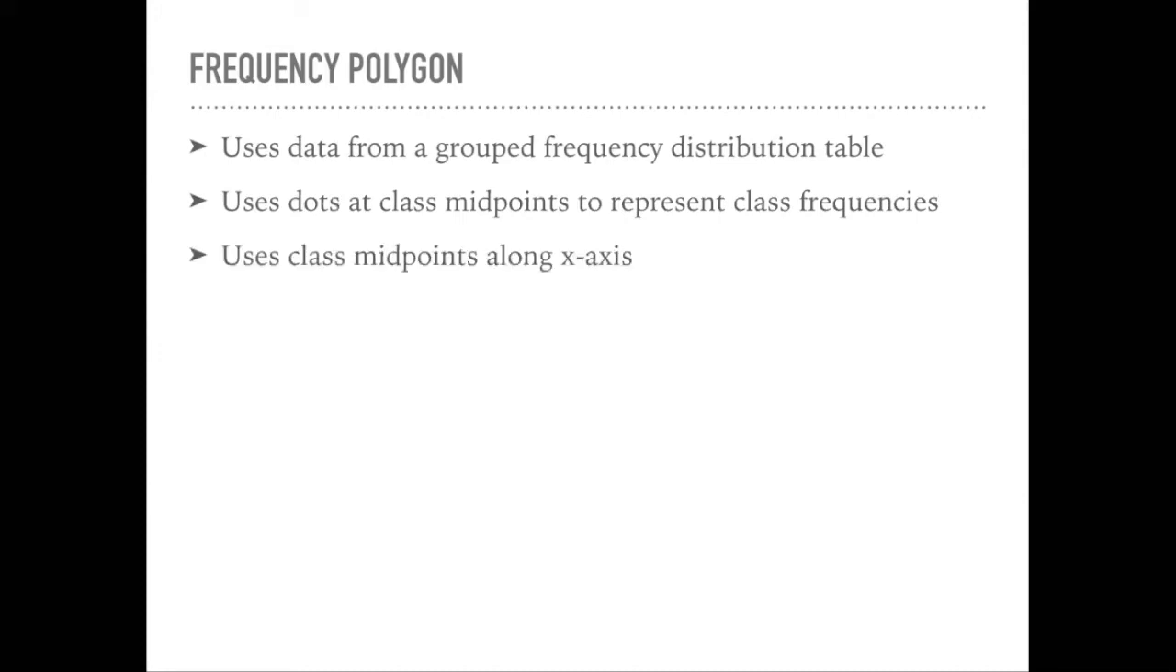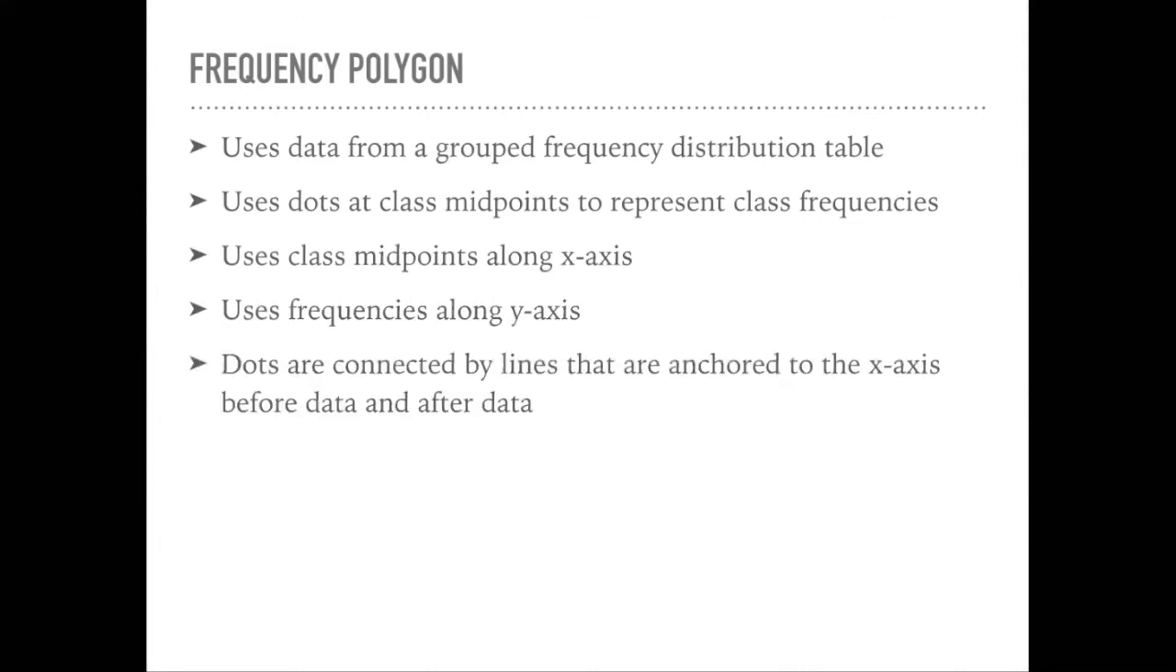It uses the midpoints along the x-axis and the frequencies along the y-axis. So our dots are going to be connected by lines, and these lines are anchored to the x-axis before and after the data exists. And then what this does is it creates a polygon between this line and the x-axis. We always want to make sure that we label our axes and give our graph a title.